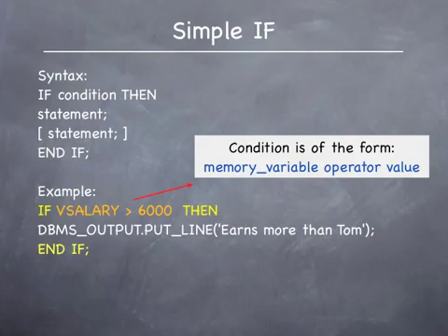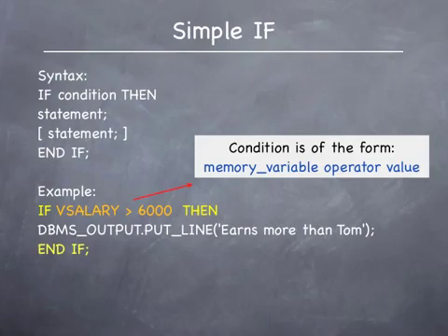In the example, a condition has been written, and it's a user-defined condition that must be validated. In this type of IF, you only have actions to perform when the condition is true. Have a look at the example, which reads as: IF vSalary greater than 6,000 THEN DBMS_OUTPUT.PUT_LINE 'earns more than Tom'. It is important to note that when you're writing the condition, you must always mention a memory variable, never a column name of a table.